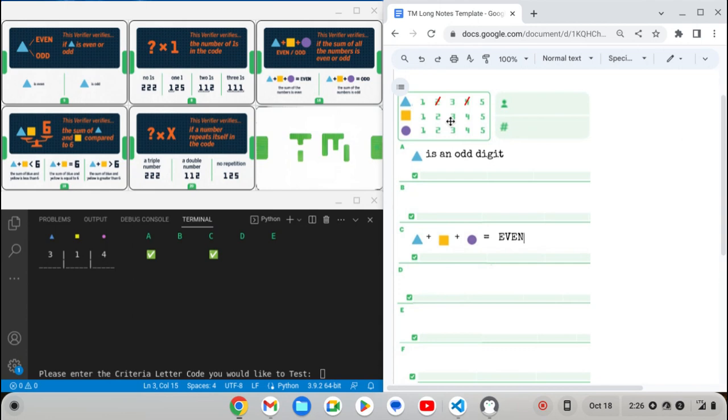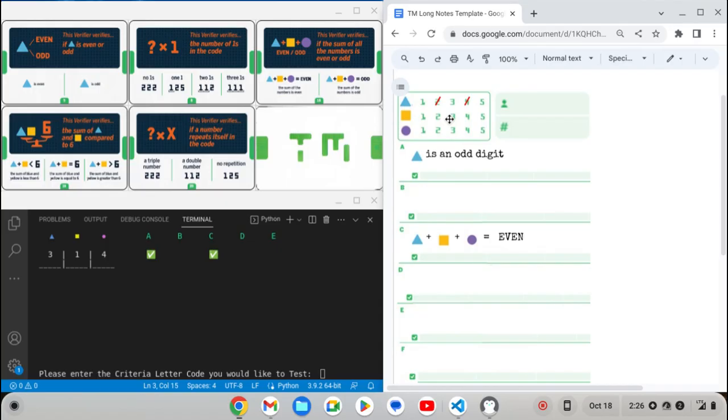So that means we're looking for a solution that has 2 odds and a single even. And obviously triangle is odd. That means that one of square or circle is odd and the other is even. So a solution that has two odds and a single even.